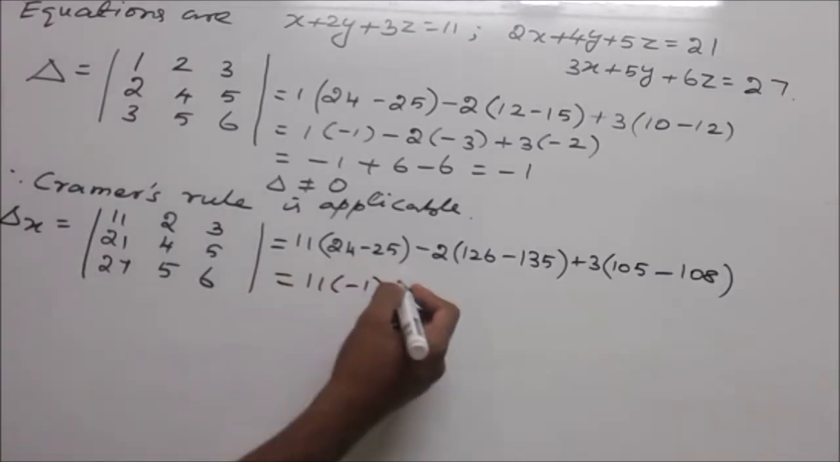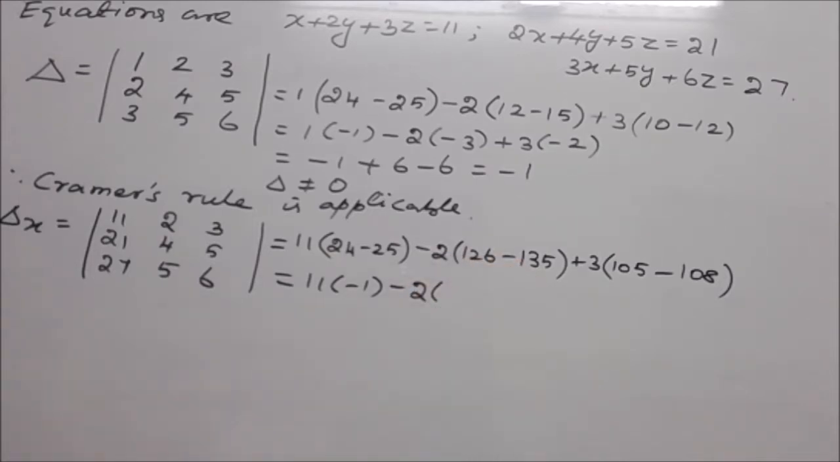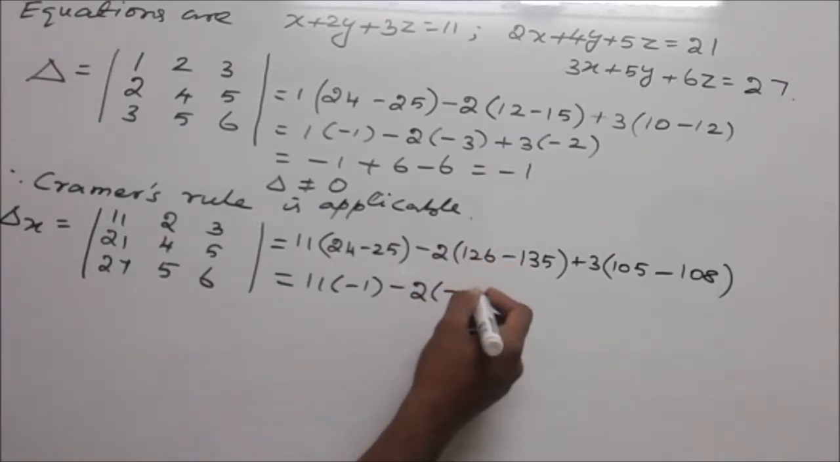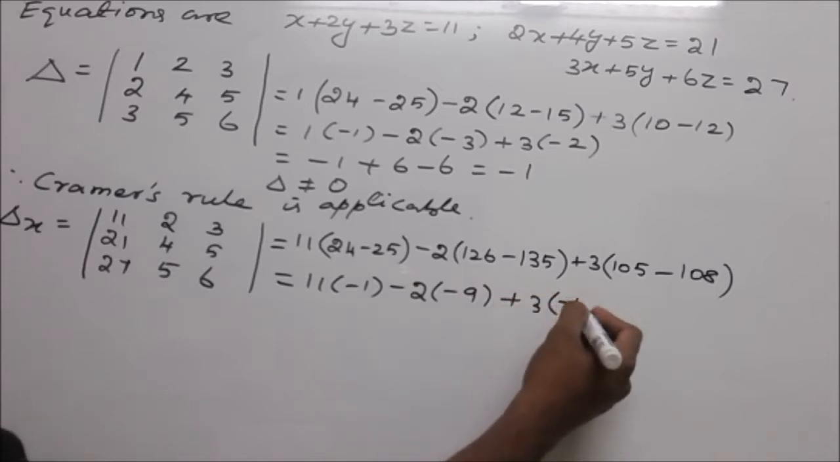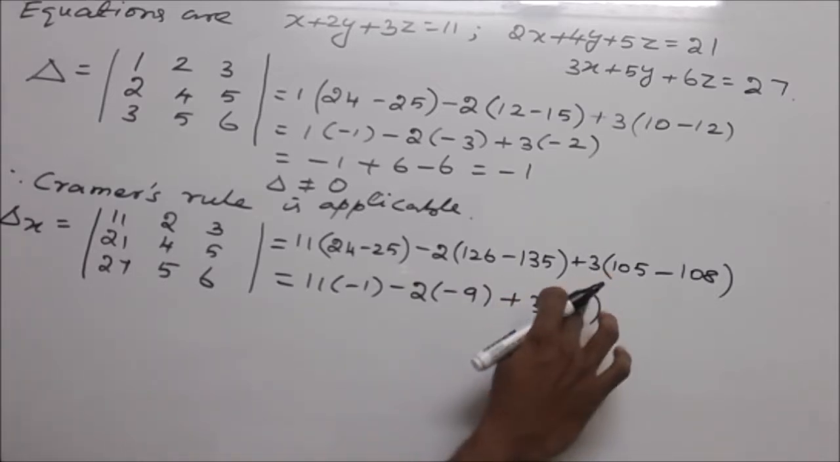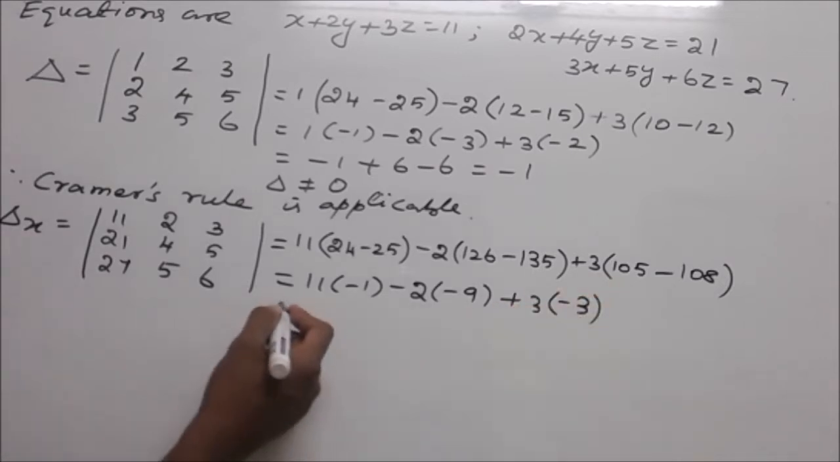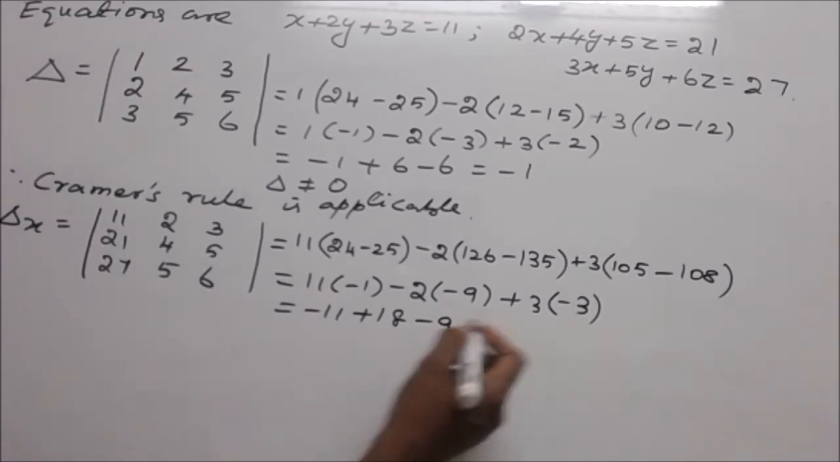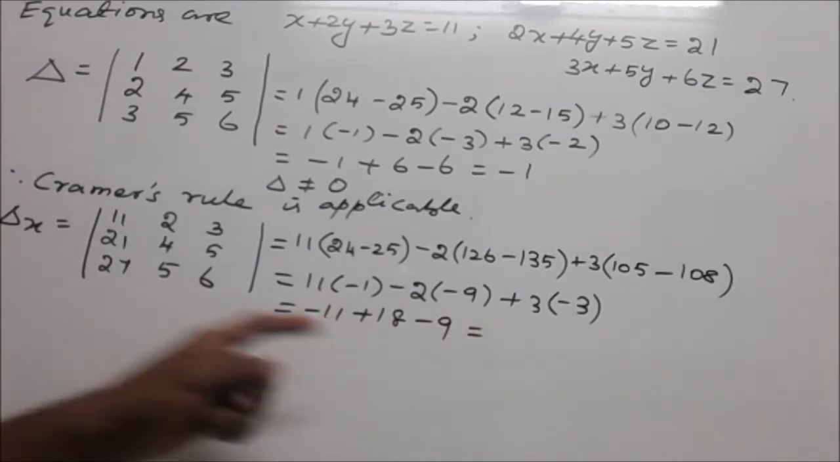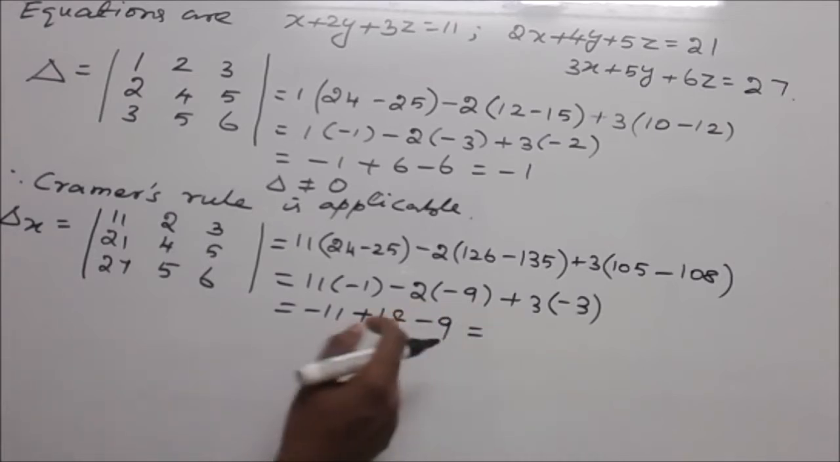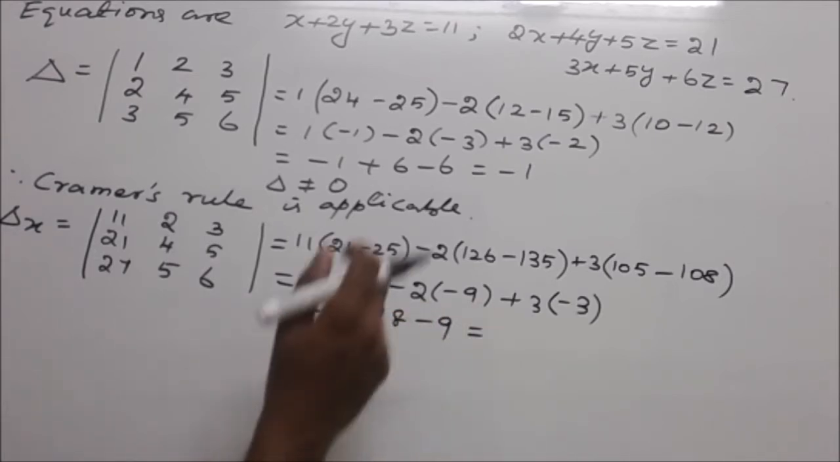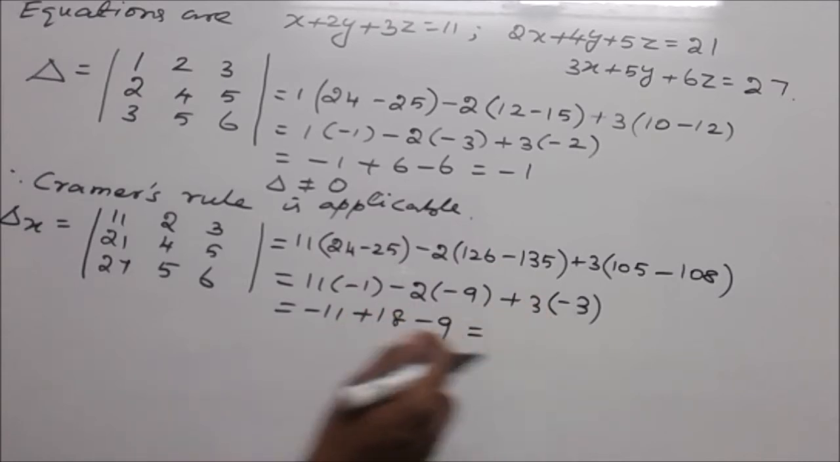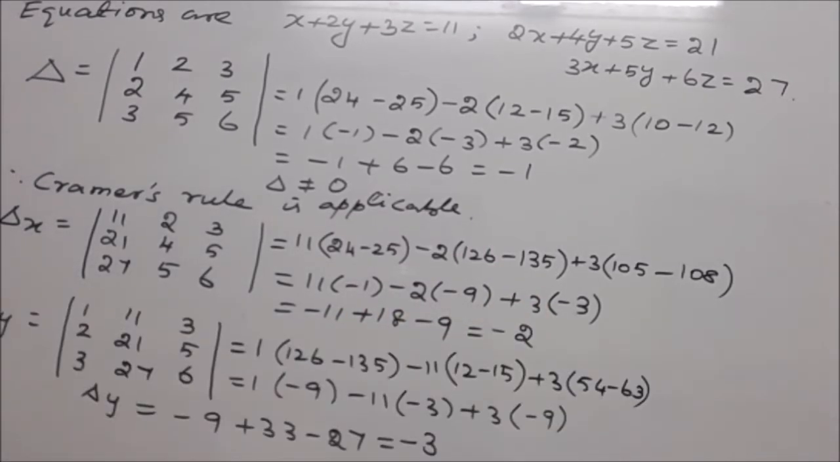11 into minus 1 minus 2 into minus 9 plus 3 into minus 3, that is equal to minus 11 plus 18 minus 9, equal to minus 2. So delta x is equal to minus 2.